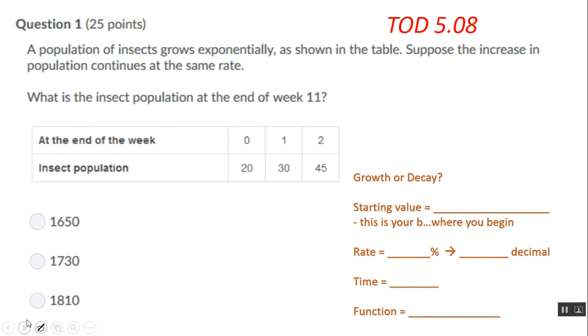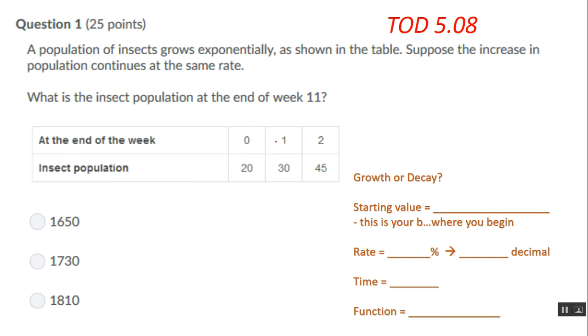So let's look at question number 1 on your ticket out the door 5.08. I am going to go through the ticket out the door as I'm doing this mini lesson, so make sure you have that ticket out the door open. So question 1, a population of insects grows exponentially as shown in the table. Suppose the increase in population continues at the same rate. What is the insect population at the end of week 11?